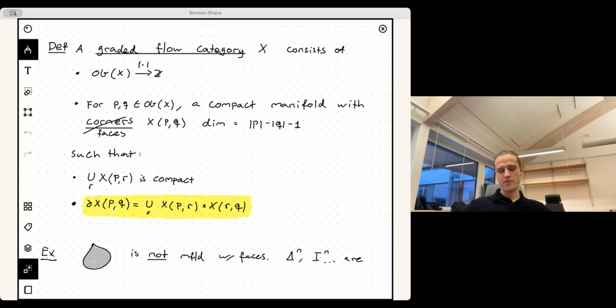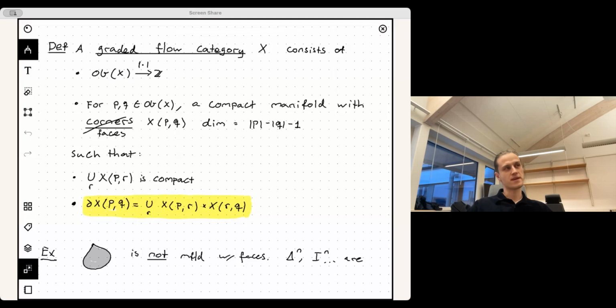And as you might see, I've crossed out corners here. Turns out that manifolds with corners are not well behaved enough. We need something a bit stronger to get the good theory. So we'll talk about manifolds with faces instead. They are manifolds with corners that have a particularly nice combinatorial structure on the corner strata. And it's basically this nice combinatorial structure that allows me to make complete sense of an equation like this.